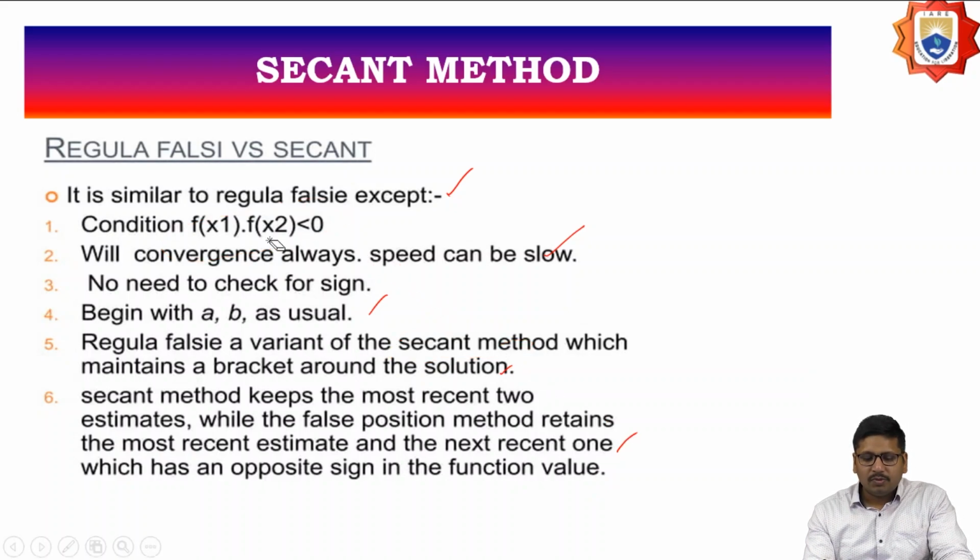The regular falsi is similar, and the condition is that f of x1 and f of x2 should be less than 0. The regular falsi will always show convergence and the speed should be low, and there is no need to check the sign here, and we can always begin with a and b as usual. Regular falsi is a variant of the secant method which maintains a bracket around the solution. The secant method keeps the two most recent estimations, whereas the false position method retains the most recent estimations.